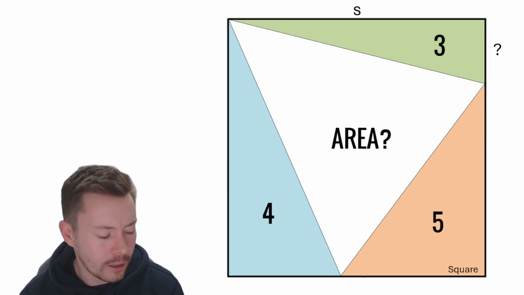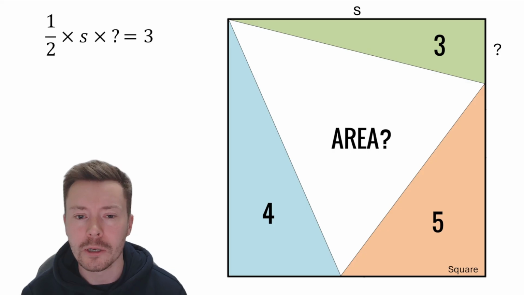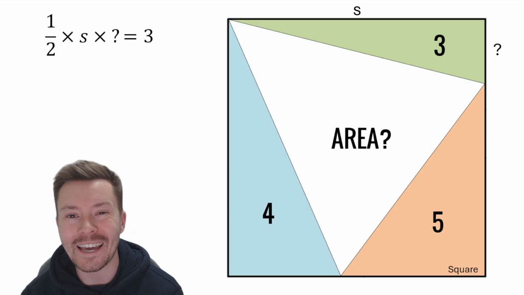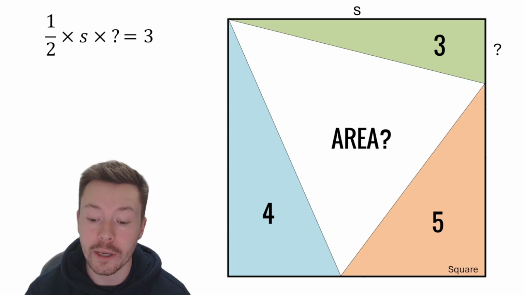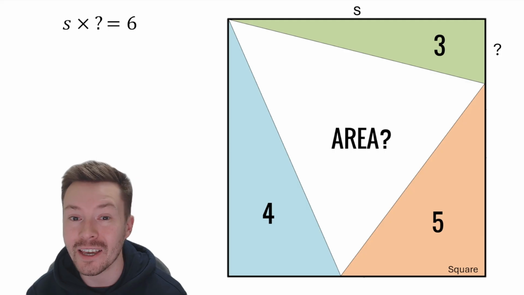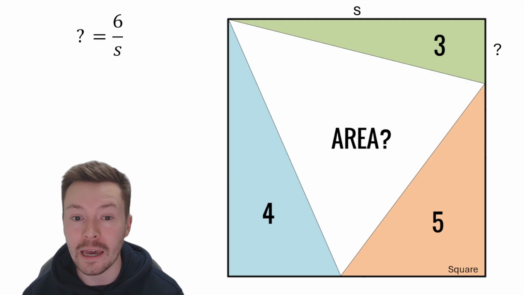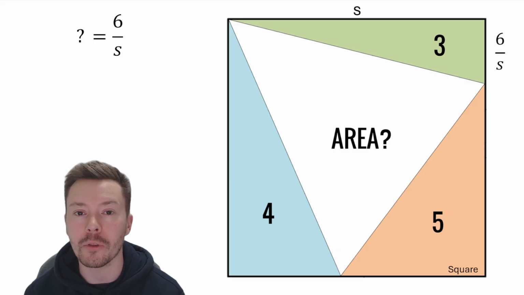Now, I can work that other missing length out using the formula for the area of a triangle. So that is a half times the base times perpendicular height. So half times S times this missing length is 3. Double both sides, we get S times the missing length is 6. So that missing length must be 6 divided by S. So let's put that on the diagram.